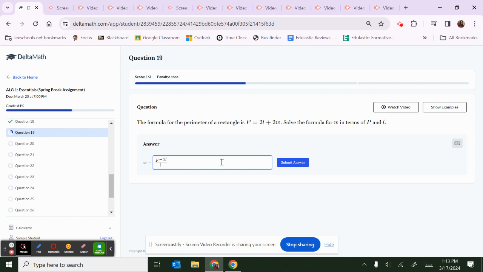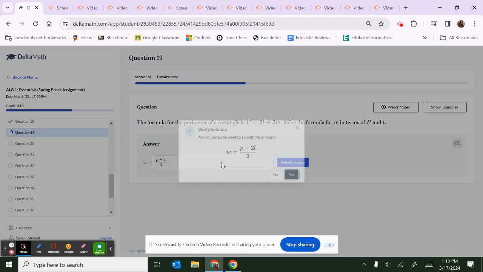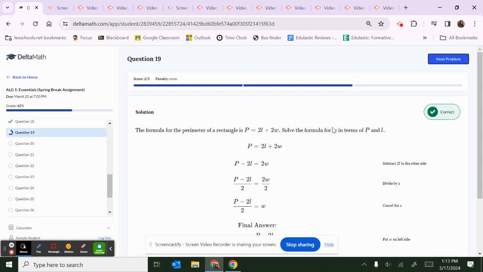All right, over two. Okay. So let's see if it would work. And it works. So it doesn't matter if it's lowercase or uppercase. I just didn't type it in properly. But we got a second chance. That's why you gotta keep on practicing.